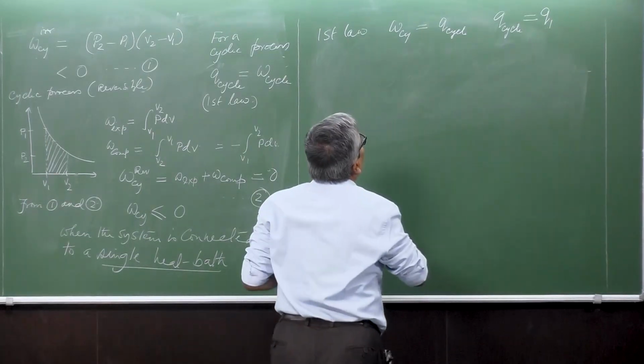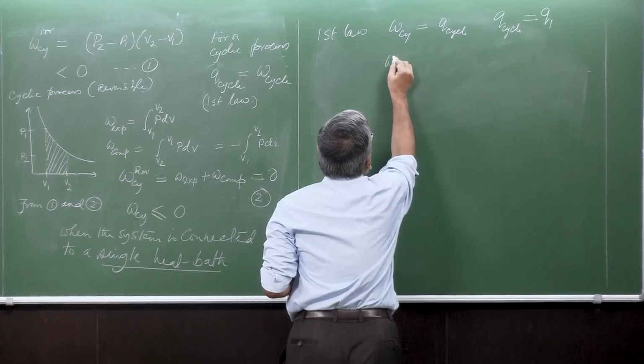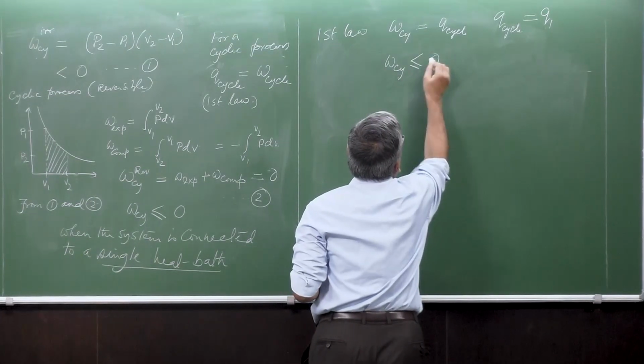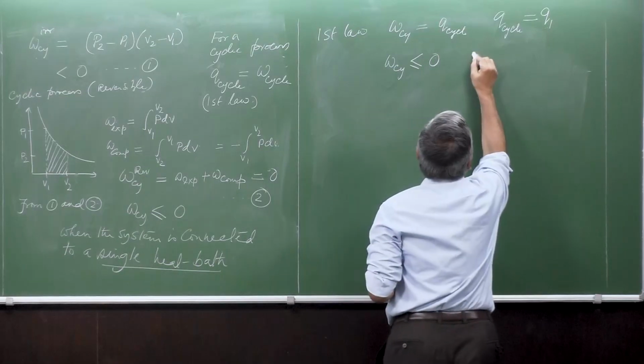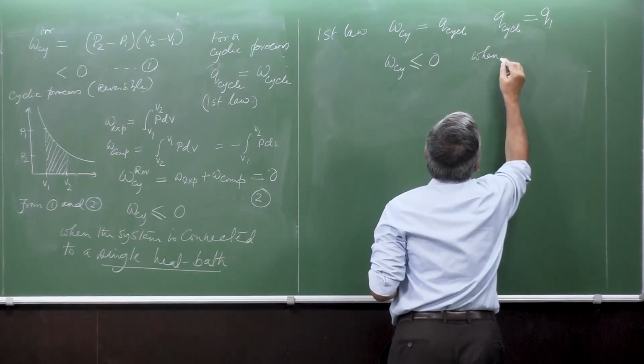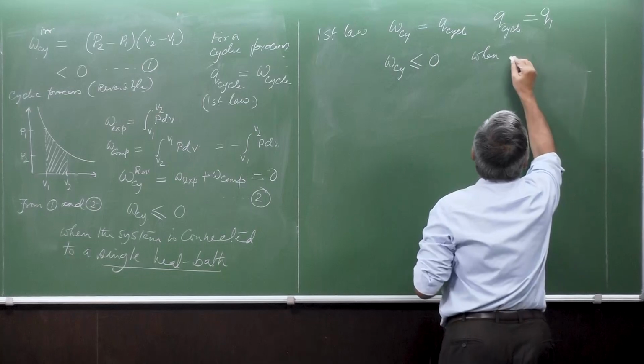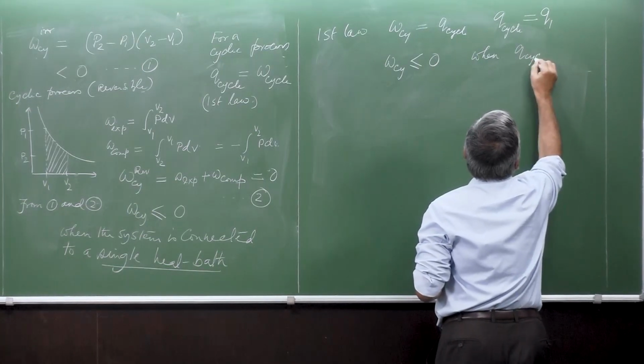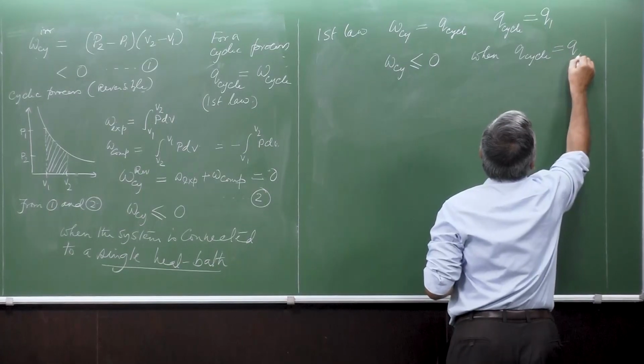So, now W cycle in this case is less than or equal to 0, when your Q cycle is equal to Q1, that is, a single heat bath.